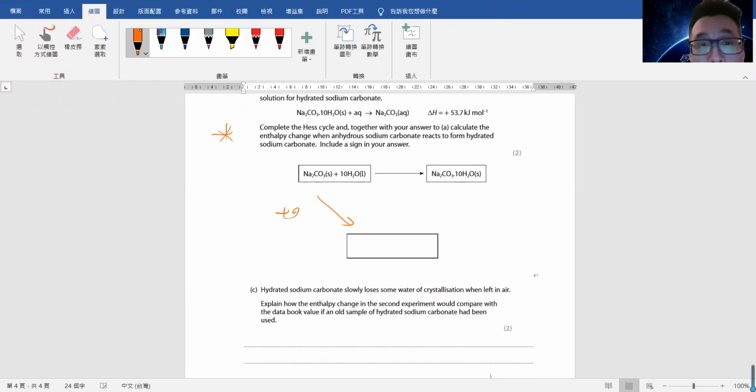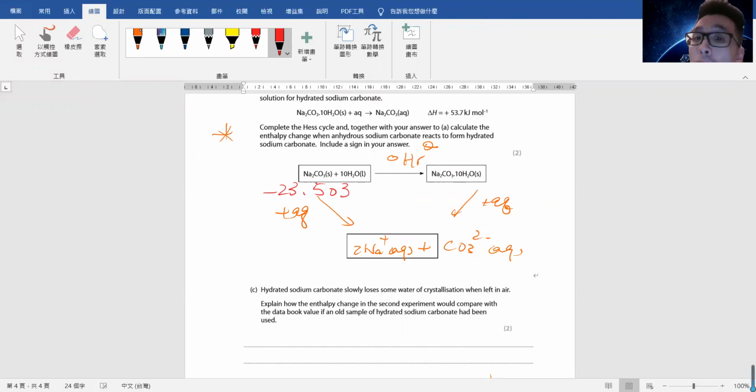So it will be aqueous and aqueous, then you will get the aqueous ions, right? So now from now you have to find out this enthalpy change. From part A, from the previous part, you already got this number. That is negative 23.503 kJ. And this one is given, that is positive 53.7. Now how can you put them together to find out delta HR?